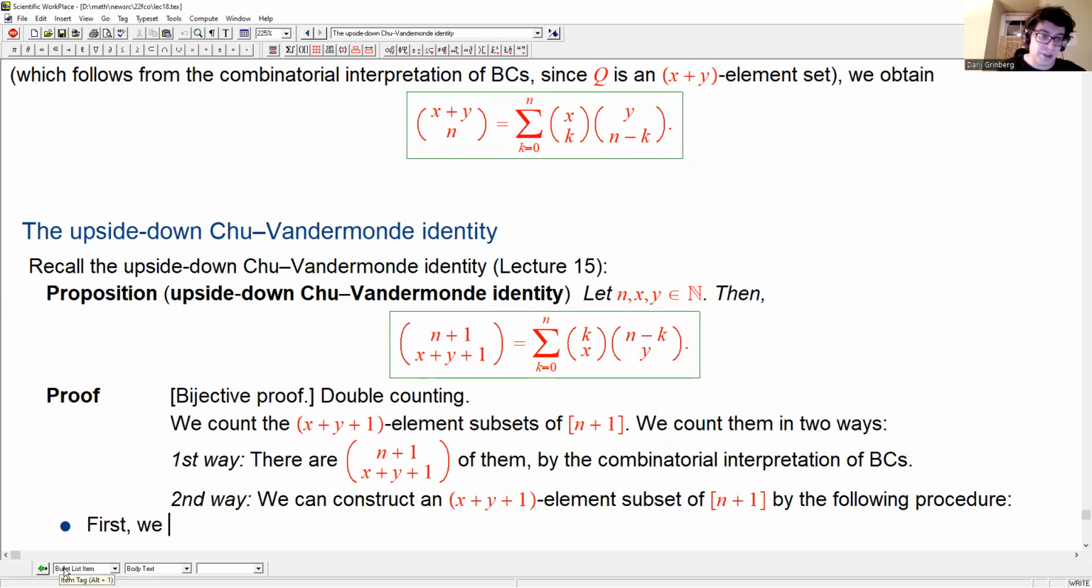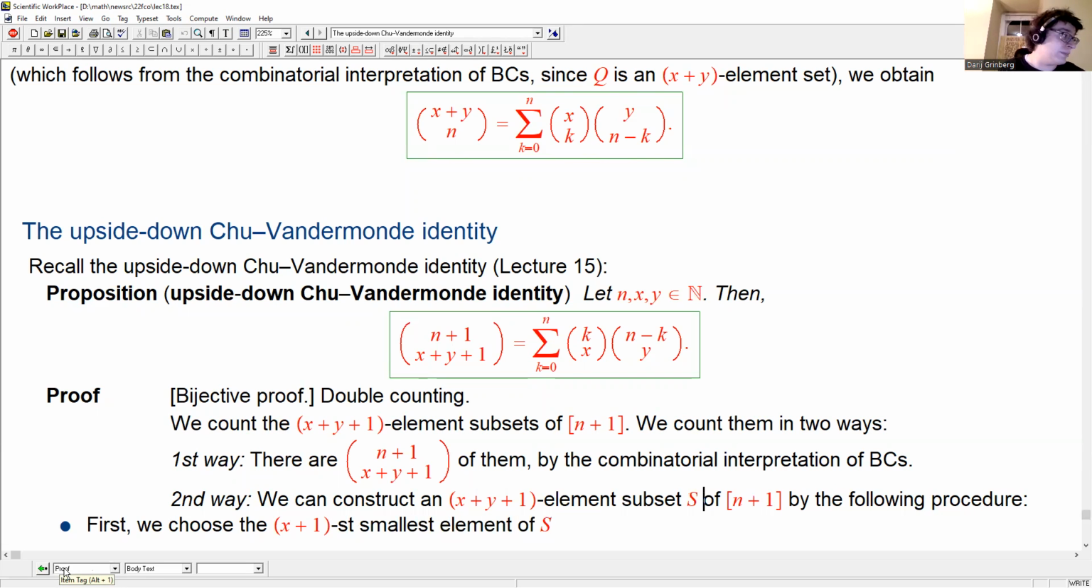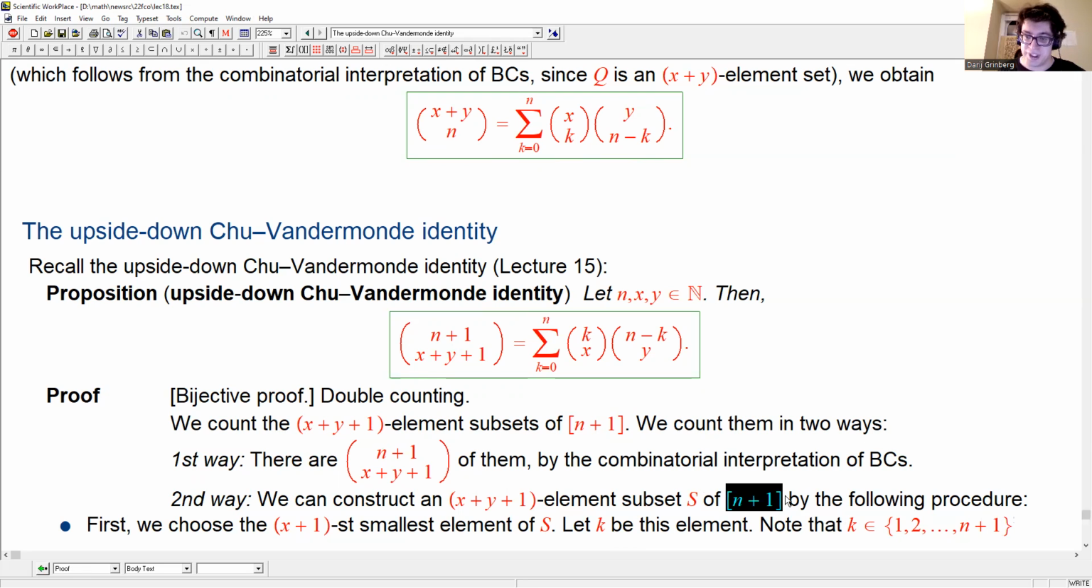First, we choose the x plus first smallest element of S. I'm gonna call the subset S. Notice that this is well defined because x plus 1 is between 1 and x plus y plus 1. So let k be this element. And what will k be? Well, k is going to be between 1 and n plus 1, because of course it has to come from S and therefore also from the set 1 to n plus 1.